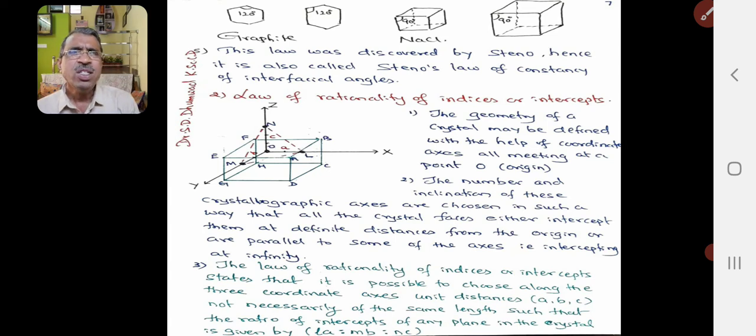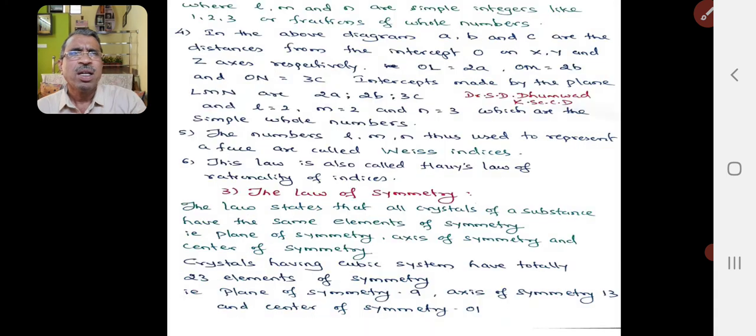Now, the law of rationality of indices or intercepts says that it is possible to choose along the three coordinate axes unit distances, that is, let us assume A, B, C as the unit distances, not necessarily of the same length, such that the ratio of intercepts of any plane in the crystal is given by LA is to MB is to NC, where L, M and N are simple integers like 1, 2, 3 or fractions of the whole numbers.